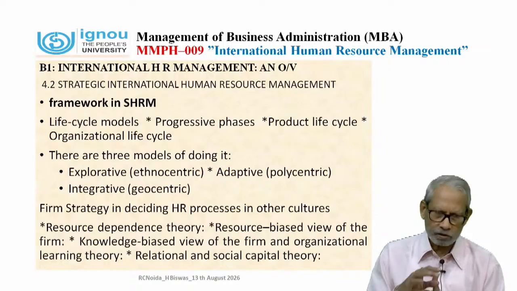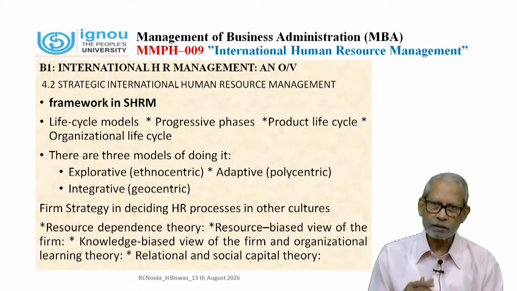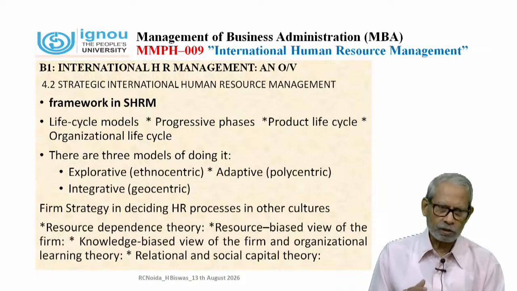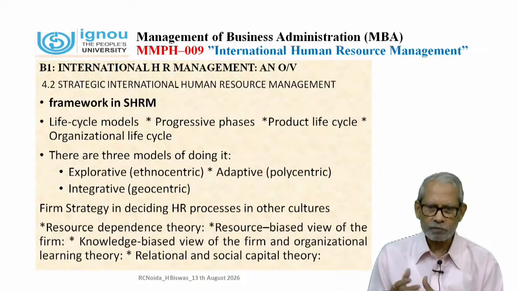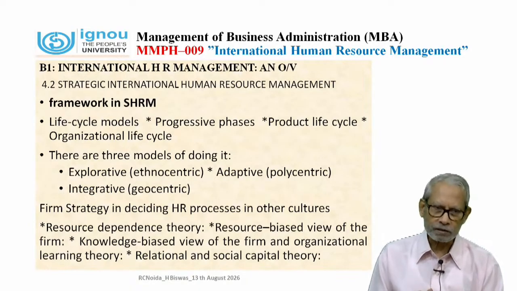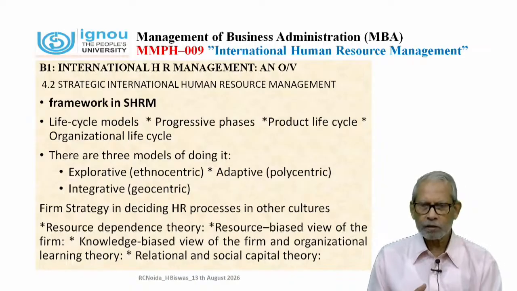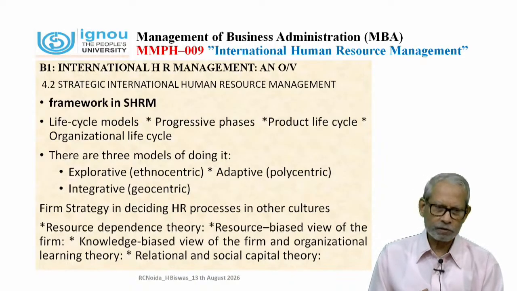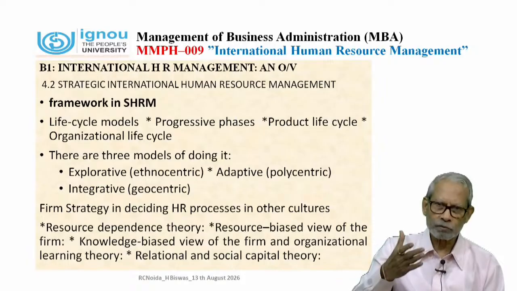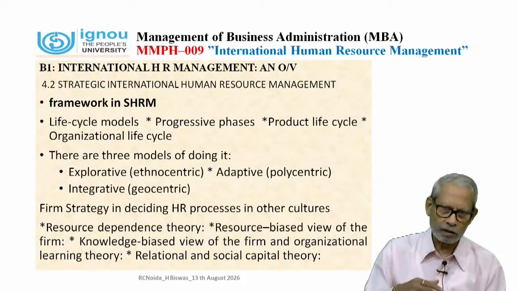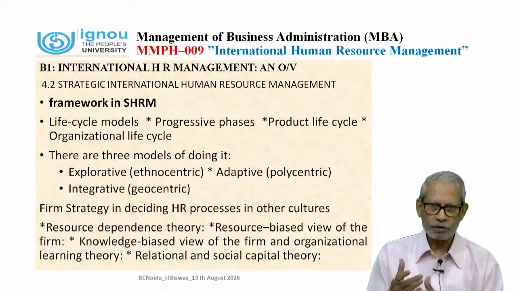Then there are some frameworks of strategic human resource management. There are lifestyle models, progressive phases and productive life cycles, organizational life cycles, different frameworks. There are three models, basically exclusive, additive and integrative, and ethnocentric, polycentric and geocentric approaches. You have already seen different diagrams in the earlier slides.